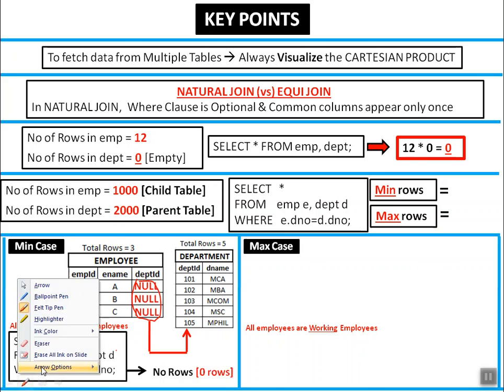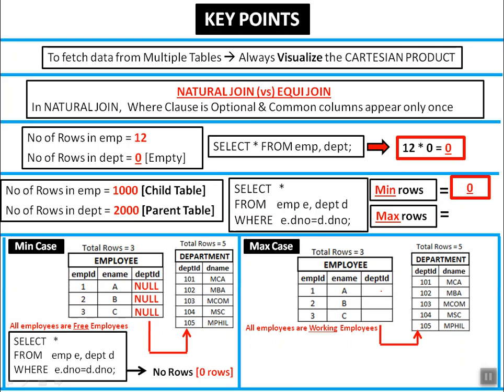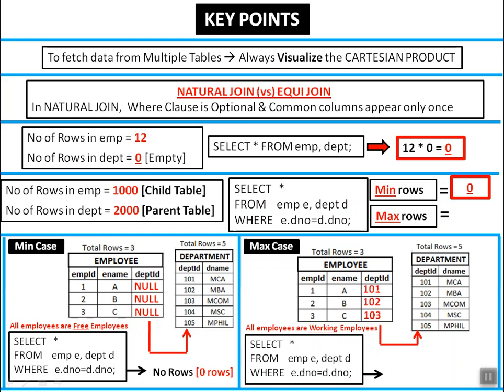No rows will come. So when you want to get maximum, maximum comes only if all are working employees. If every employee is working, this one joins with all 5 rows and only one combination will be selected. And here also one combination, here also one combination. So altogether only 3 rows will come. So minimum always comes from the foreign key table, that is child. So minimum always comes from only the child table, guys.